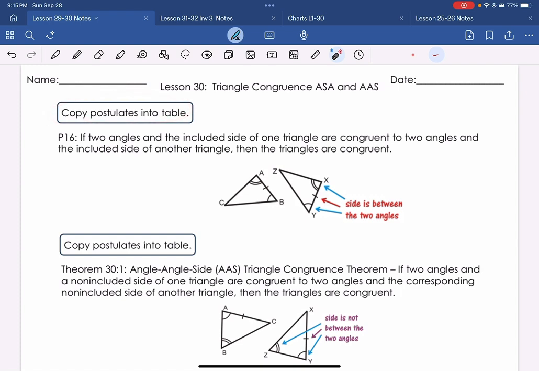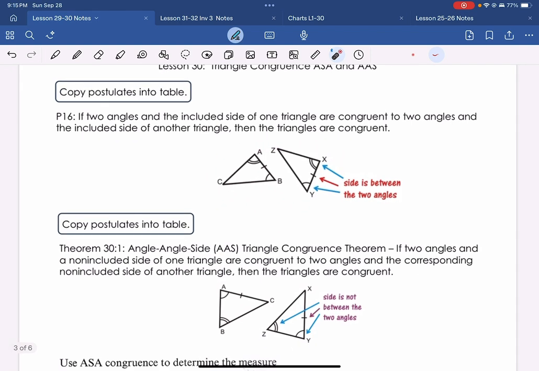What this one says for angle, side, angle is that if two angles and the included side of one triangle are congruent to two angles and the included side of another triangle, then the triangles are congruent. So you see right here, this is angle, side, angle. Angle, side, angle. So these two triangles are congruent using the angle, side, angle theorem.